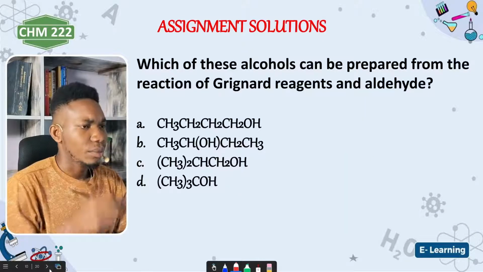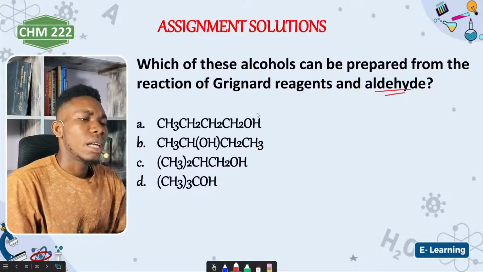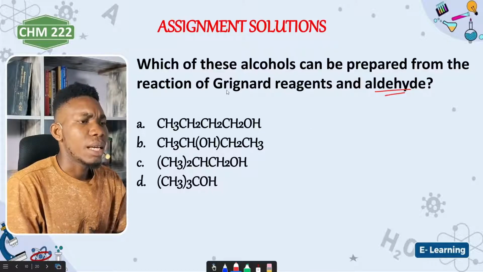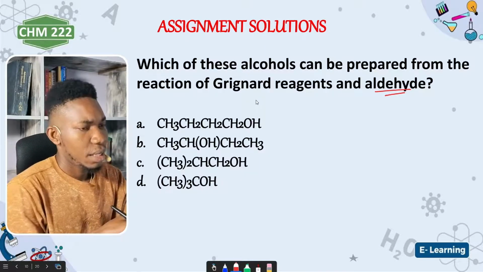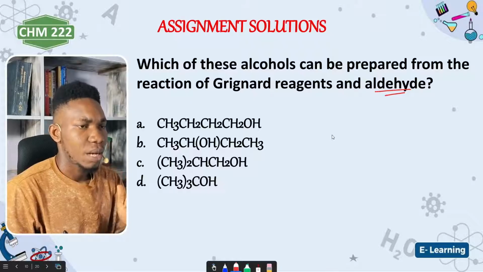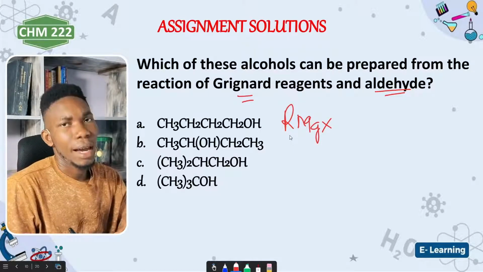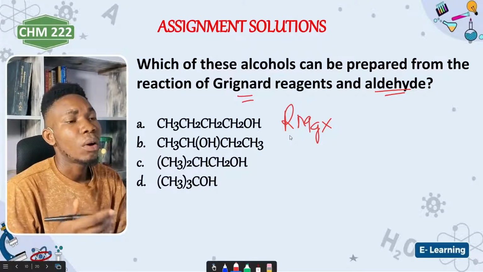Let's see the next. Which of these alcohols can be prepared from the reaction of Grignard reagent and aldehyde? Now, one thing that you should know is that I think I've answered this particular question. When Grignard reagent reacts with an aldehyde, the product of the reaction is usually a secondary alcohol. The Grignard reagent is RMgX. R is the alkyl group, Mg is magnesium, and X is a halogen, which can be bromine, chlorine, or iodine.